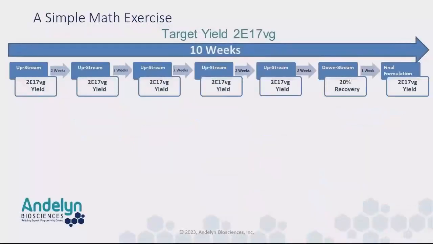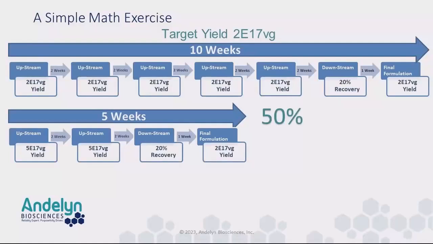If we take that 10-week process and, through DOE and optimization, have a realization of a 2-fold or a 2.5-fold increase, a very modest increase in the upstream yield, we're able to take that 10-week process in 5 sublots down to 2 upstream sublots, which is 5 weeks and a 50% reduction in cost of goods and time.